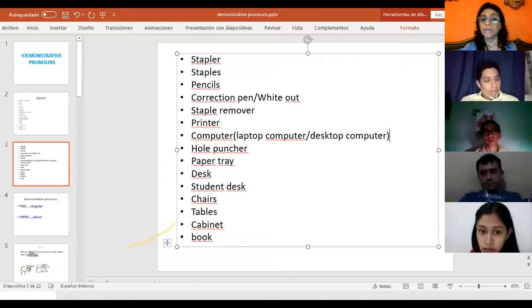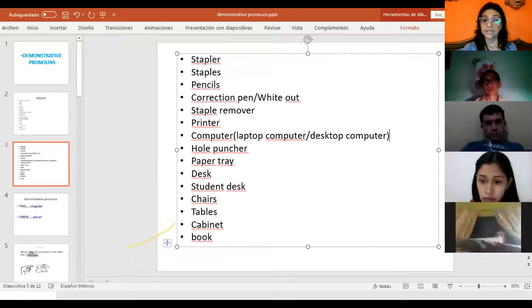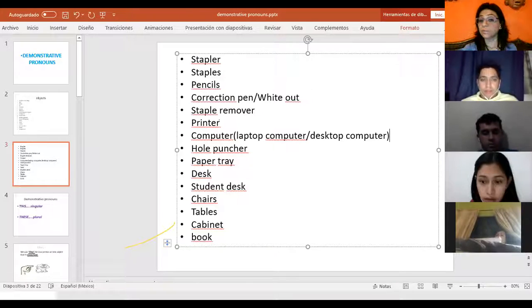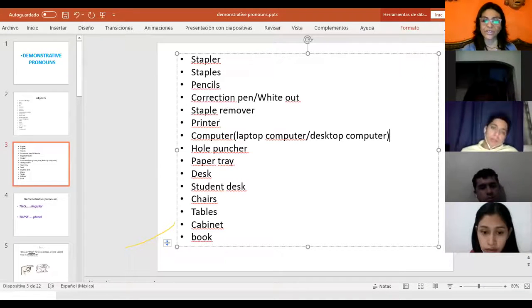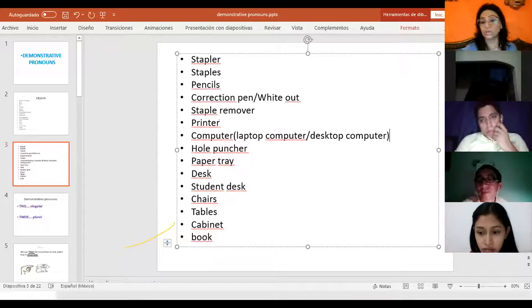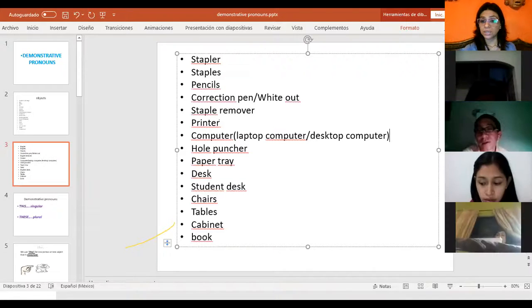All right, very good. Then we have desk. You understand desk? Escritorio. Very good. ¿Y student desk? Pupitre. Pupitre, very good. All right, then we have chairs. You understand chairs, right? Yes. Tables? Yes, very good. Cabinet? Gavetas. Sí, como gabinete. Ajá, como archivero inclusive. All right, and then book. We understand book. Libros. Excellent. All right, so one book, many books.